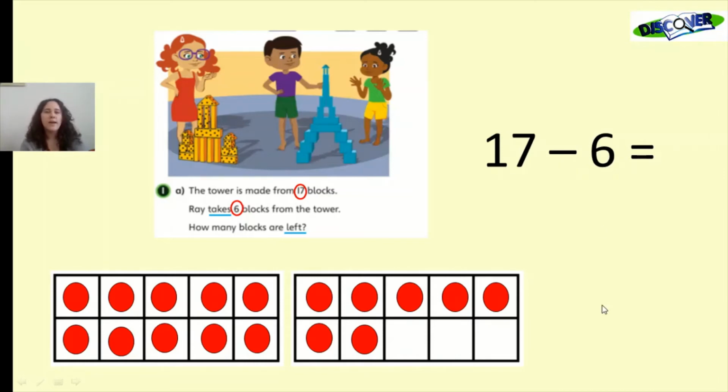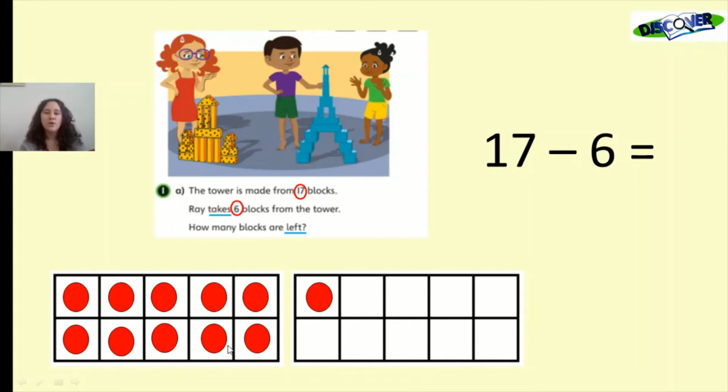Do you think you can help me count to take away 6 of them? Are you ready? Let's count together. 1, 2, 3, 4, 5, 6. I've taken away 6. What do I need to do now to find the answer? Amazing. I need to see how many are left.